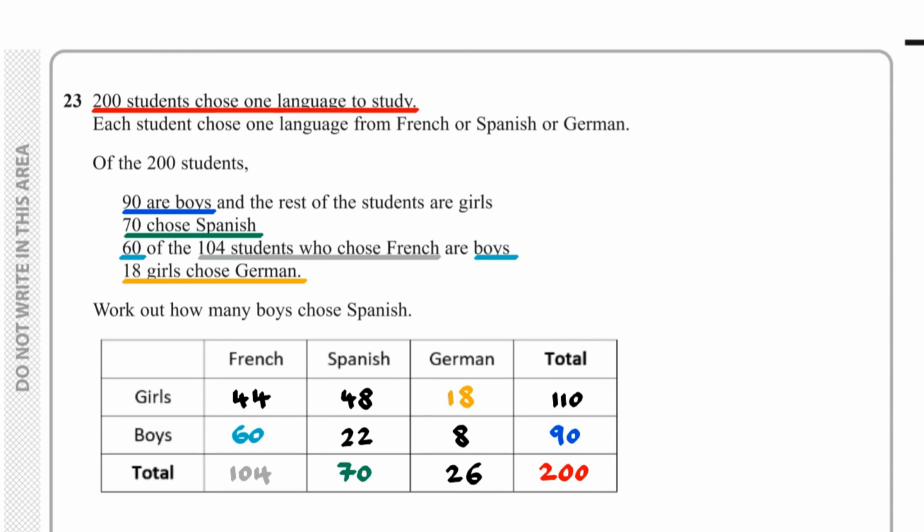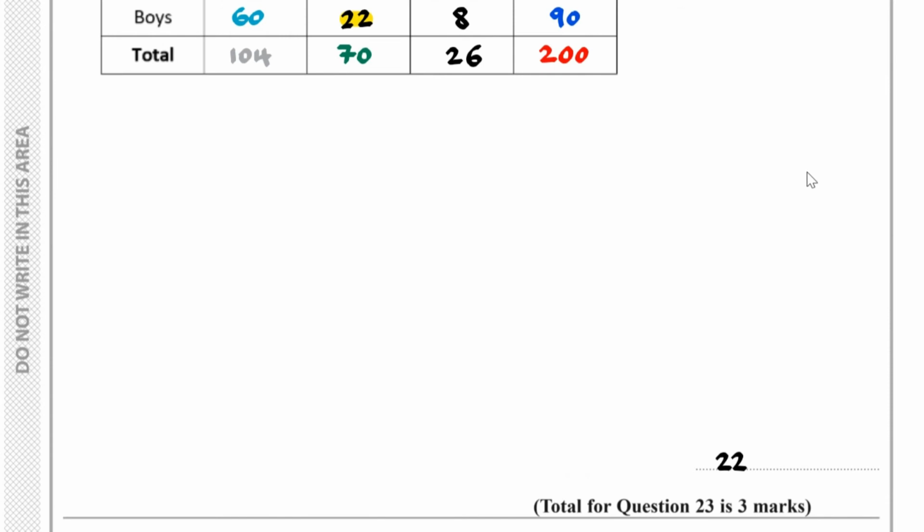So what we need to do is find out how many boys chose Spanish. That's 22. So we have 22.